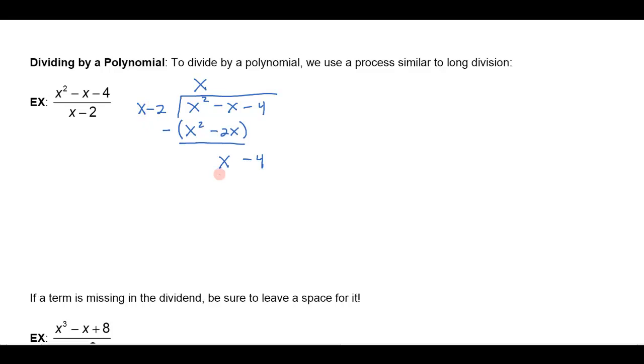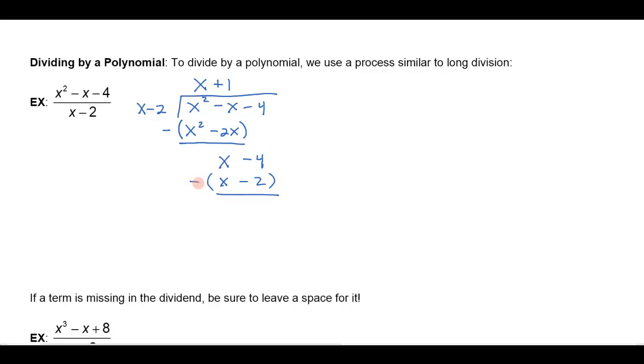What do I multiply x by to get x? That's just 1. So I multiply the whole divisor. That'll give me x minus 2. And then I'm going to subtract very carefully. I'm going to put parentheses around this, put a minus sign out front. x minus x is nothing, 0 as it should be.